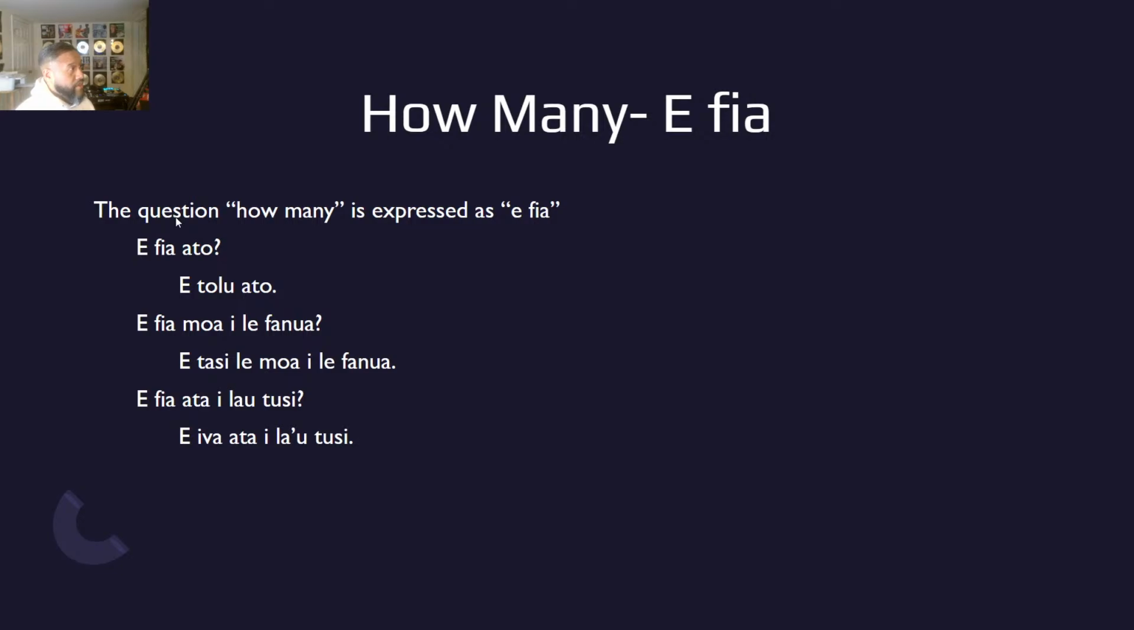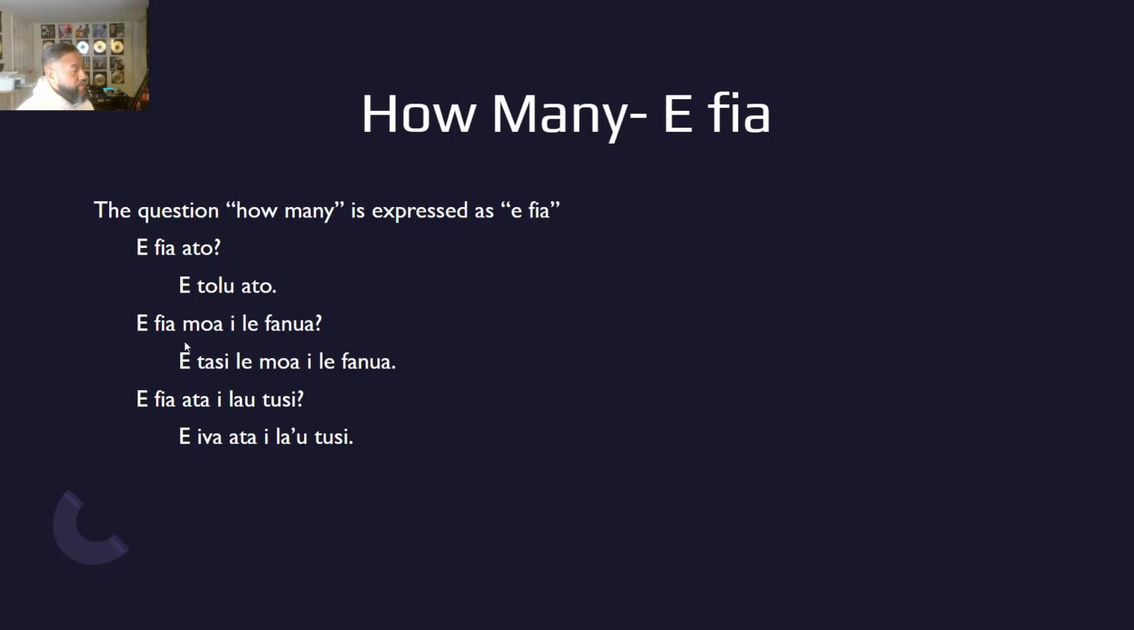So if we say efia, how many ato, or bags. So how many bags? Efia ato. Then etolu ato. When you're saying a number, the present tense marker for the present habitual, like if you're just saying what something is, what an action is, or a number, then we would lead with the e. So etolu ato. That is we're just saying it's 3 bags.